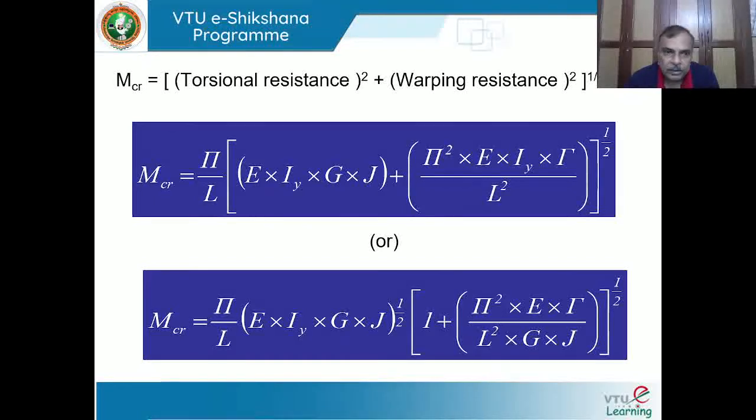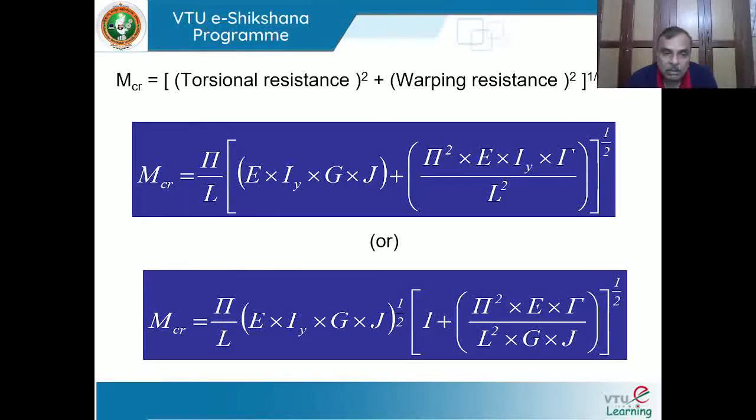Anyway, this is the formula for the critical moment. As I mentioned, this is the moment at which the lateral behavior, which I explained in the previous slides, just starts to happen. This is a function of two resistances: the torsional resistance squared plus the warping resistance squared, both put under the root. The formula is something like this, but it is not that easy to understand and appreciate. The derivation is also not that simple, and it is really beyond the scope of our present study.